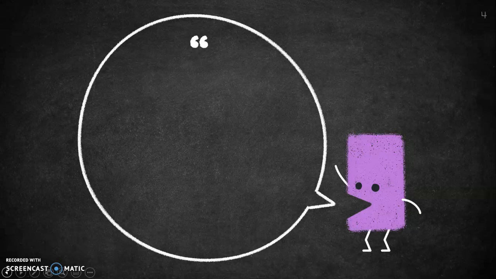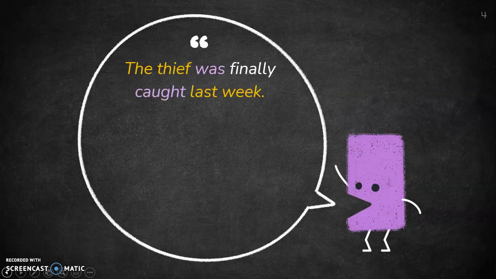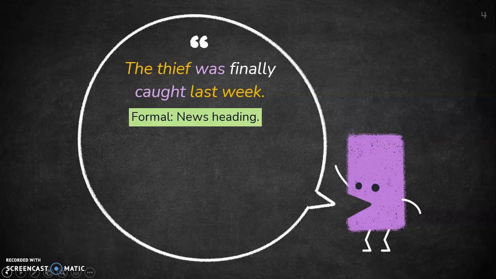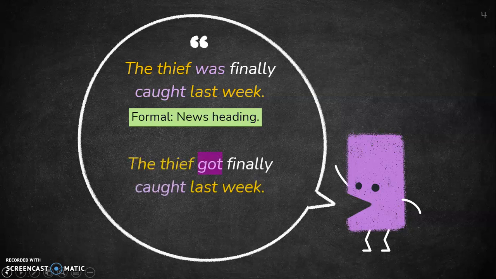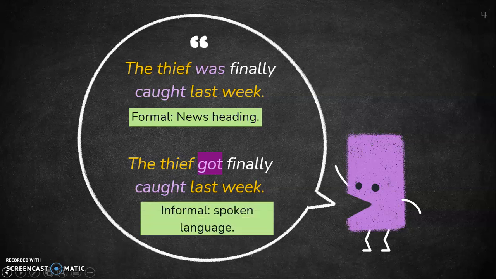Now let's focus again on this sentence. The thief was finally caught last week. In this sentence, we have a typical formal passive voice form that is normally found in news headings, for example. We can be a little bit more informal if we change the verb to be to the verb get. So instead of saying the thief was caught, we can say the thief got caught. Using got in passive voice makes the sentence a lot more informal.